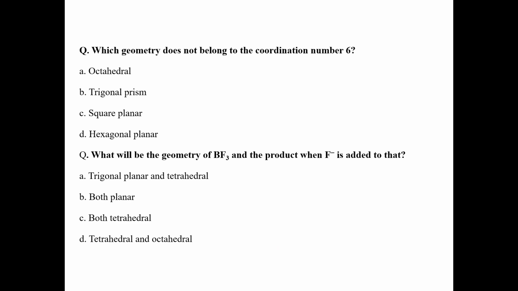So which geometry does not belong to coordination number 6? Since in square planar you have coordination number 4, in octahedral you have 6, in hexagonal planar you also have 6, and in trigonal prism you also have 6 because it is structured like this. So square planar will be the right answer because it does not belong to coordination number 6.